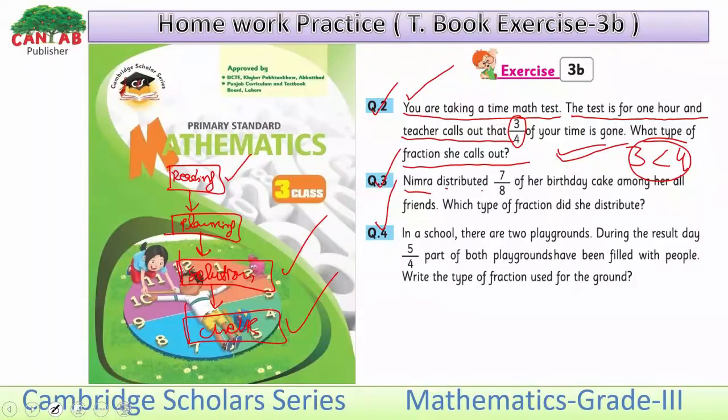Now, Nimra distributed 7/8 of her birthday cake among all her friends. Which type of fraction did she distribute? So, 7/8. 7 is less than 8. So, this is a proper fraction.